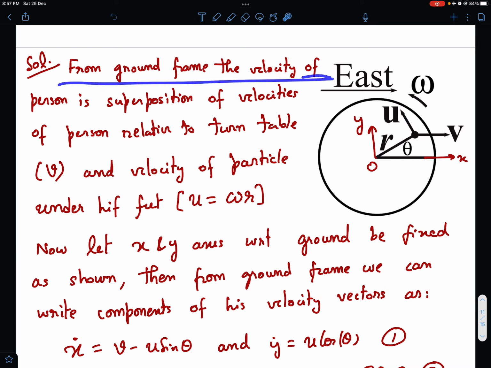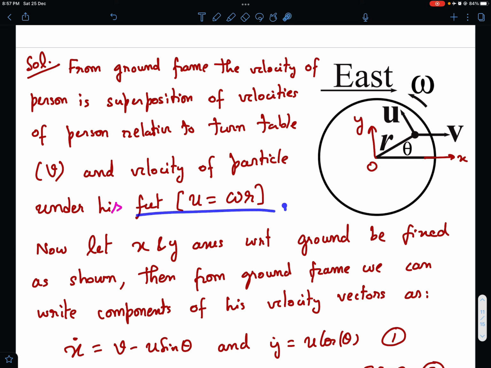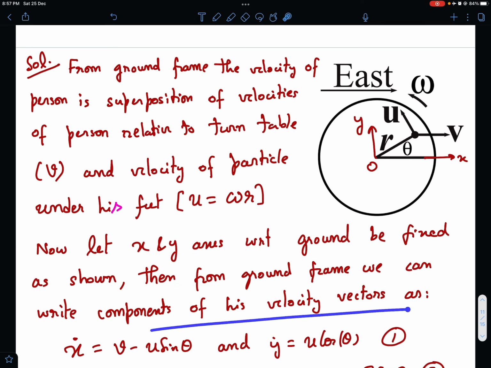From the ground frame, the velocity of the person is a superposition of the velocity of the person relative to the turntable, that is small v, and the velocity of the particle under his feet, u is equal to omega r. So this particle is moving with u equal to omega r. Now let the x and y axes with respect to the ground be fixed as shown. Then we can write the components of his velocity vector. This velocity is v and this is u, and this angle is again theta. This is theta and this is 90 degrees, so it's again theta, right?